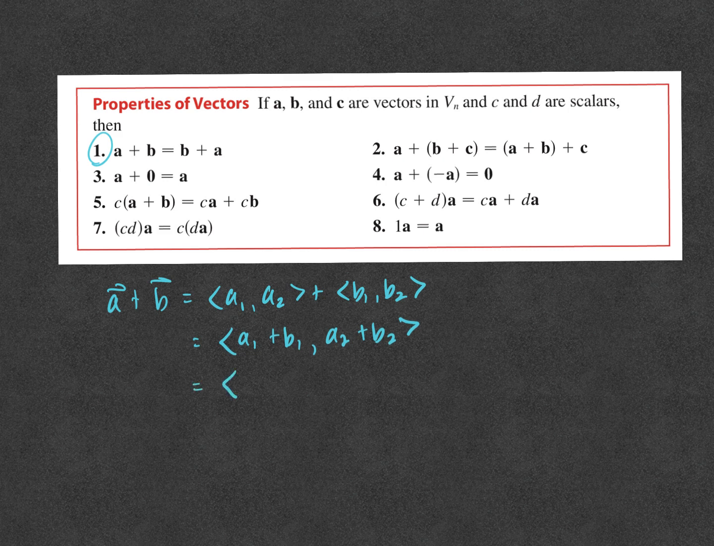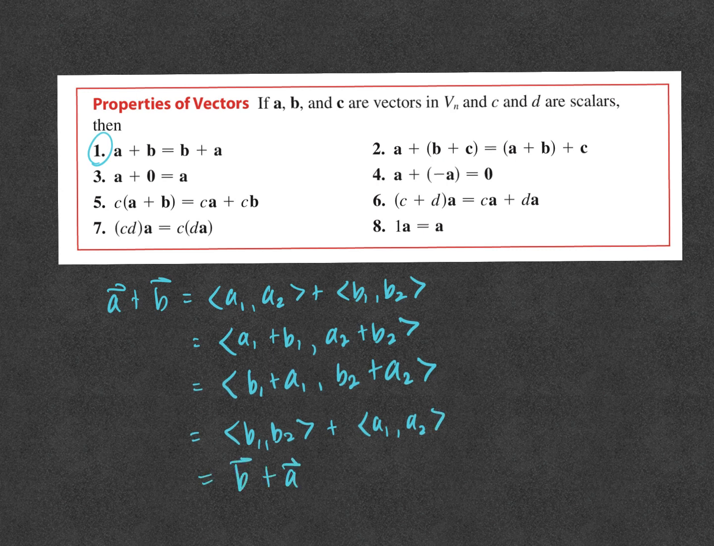And then since A1 and B1 and A2 and B2 are real numbers, we can use the commutative property inside because these are numbers. So we have B2 plus A2. And then we can separate them back out into B1, comma, B2 plus A1, comma, A2. And this equals vector B plus vector A. So that's not very difficult. Number 2 says the associative property holds, and it's true.